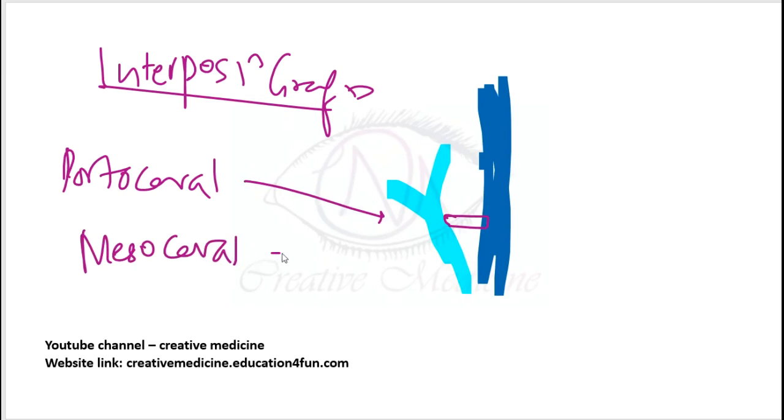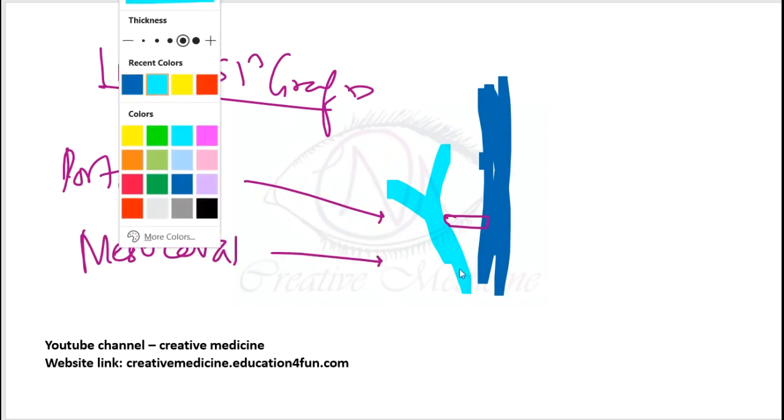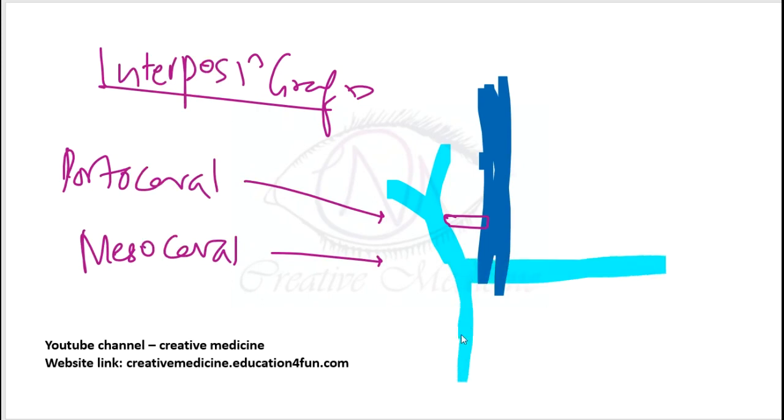Then we have the mesocaval graft. In mesocaval graft, the portal vein is actually formed by the superior mesenteric vein and splenic vein. Now you will put a graft here. Here this is the inferior vena cava. Now the graft is put between the superior mesenteric vein and the inferior vena cava. A graft between the superior mesenteric vein and the inferior vena cava is the mesocaval graft.